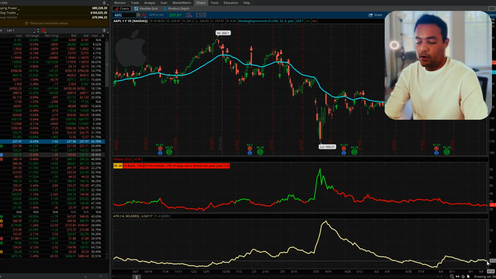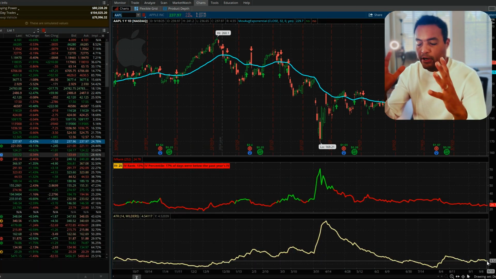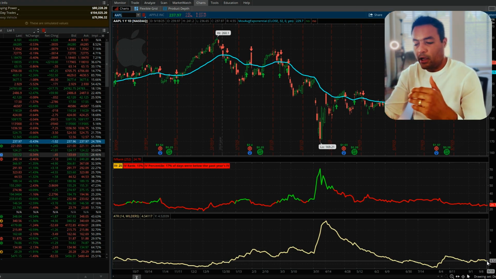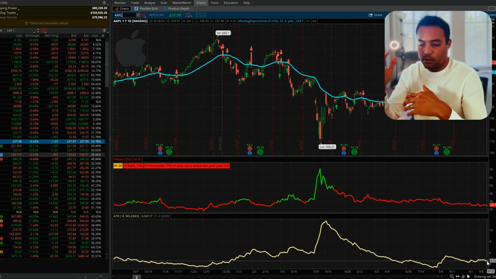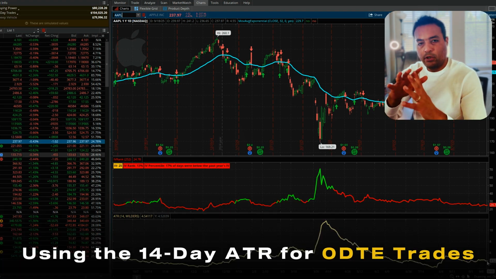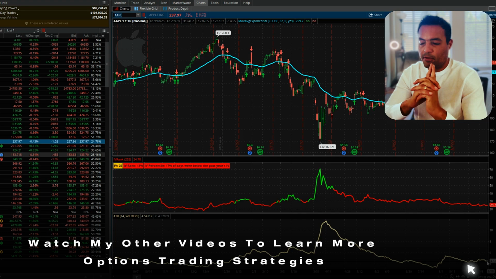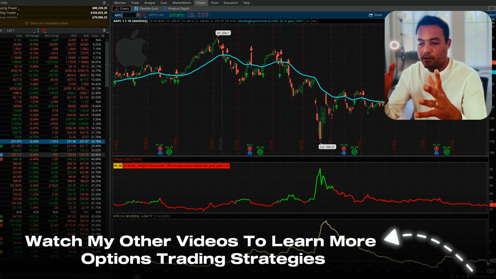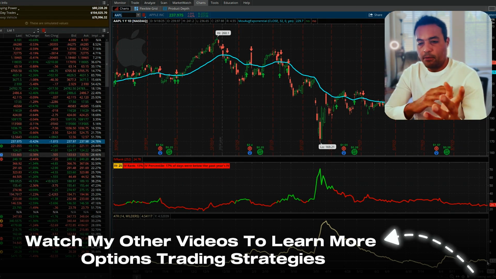Now you can go back and look at longer periods here, but this number will keep going up if you look at longer periods because the market moves a lot more. It has more room to move. I like to look at 14 days for my zero DTE trades. For my 45 DTE trades, it's a different cycle. I look at other things which I've covered in my other videos.